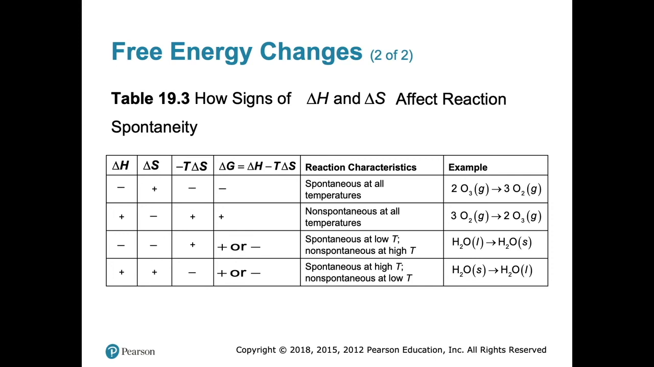But then we get to the point here where you have two negatives, a negative delta H and a negative delta S. It turns out that delta G could be a positive or a negative. But the thing to remember is this: if the delta H and the delta S are both negative, this is the only time it's like this, it's spontaneous at low temperatures, non-spontaneous at high temperatures, okay?